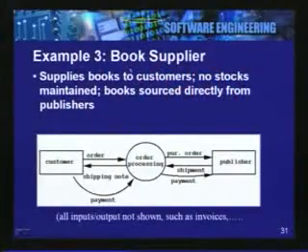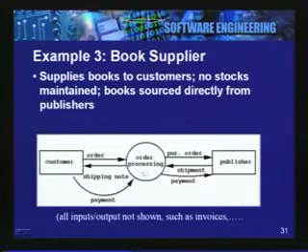So here we are taking an example of a book supplier. He supplies books to customers. In fact, he doesn't keep any stocks. So as he receives the orders, these orders are processed and they are sourced from different publishers and the orders are met. So here is some kind of an agent who receives orders from customers and he fulfills those by directly sourcing the books from the publishers.